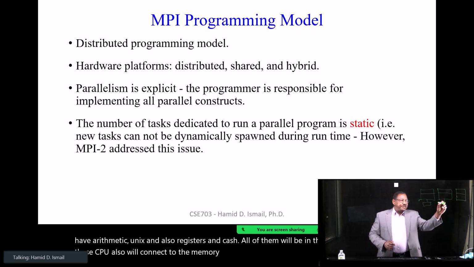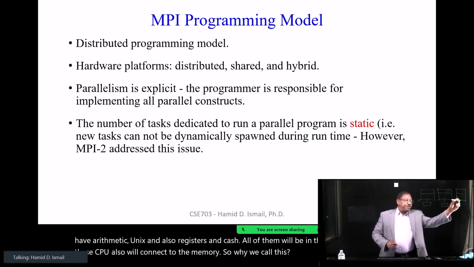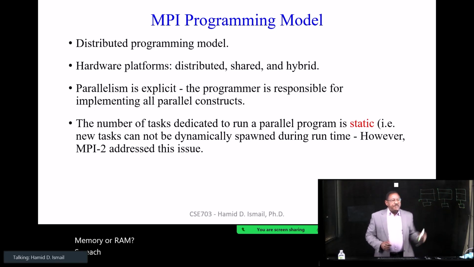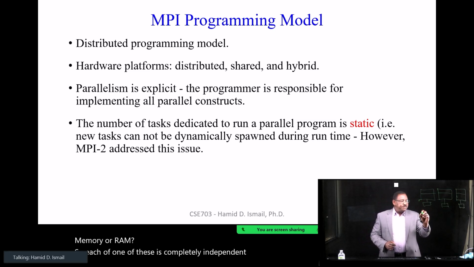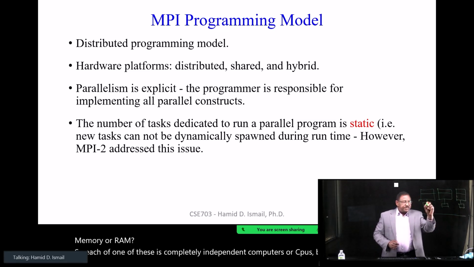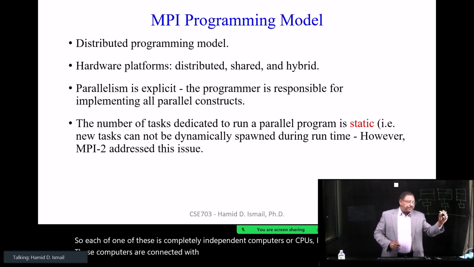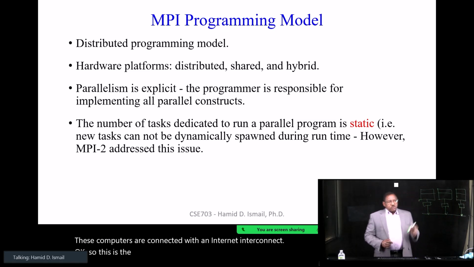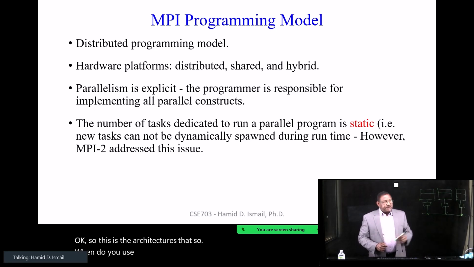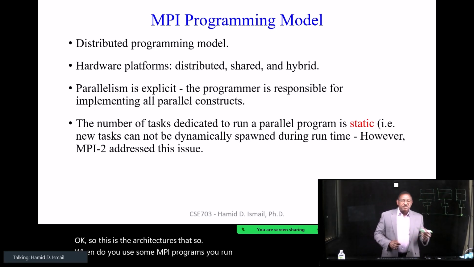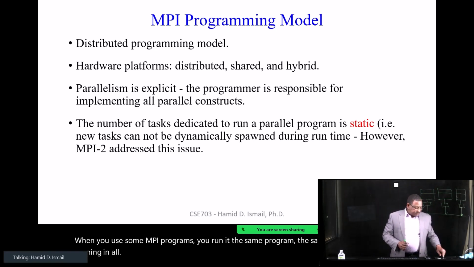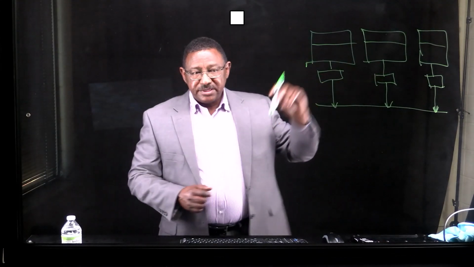So why do we call this memory, or RAM? Each one of these is a completely independent computer, but in a network, these computers are connected with an interconnect. Okay, so this is the architecture. When you use an MPI program, you run the same program, the same software, on all processors.